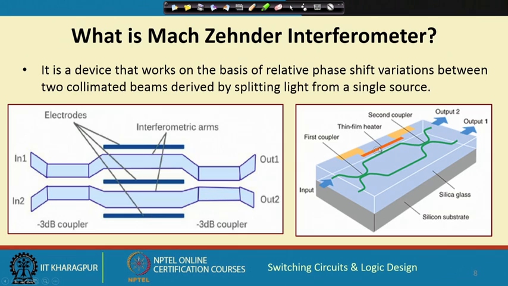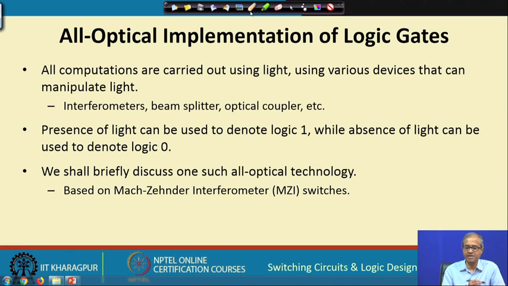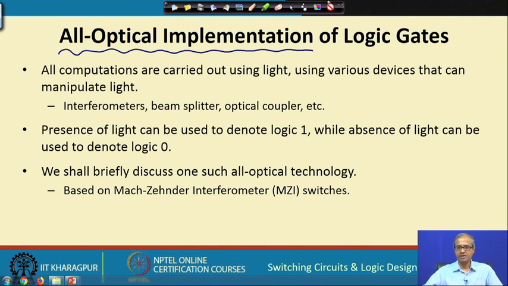Now, let us talk about one kind of an emerging technology. Here we are talking about all optical implementation. So, what is the basic idea?